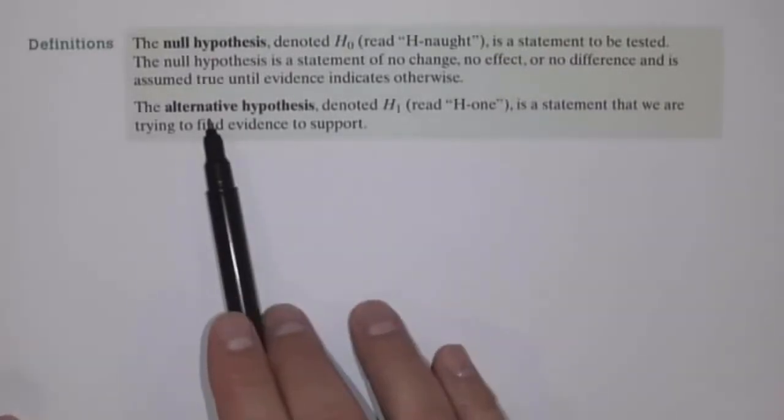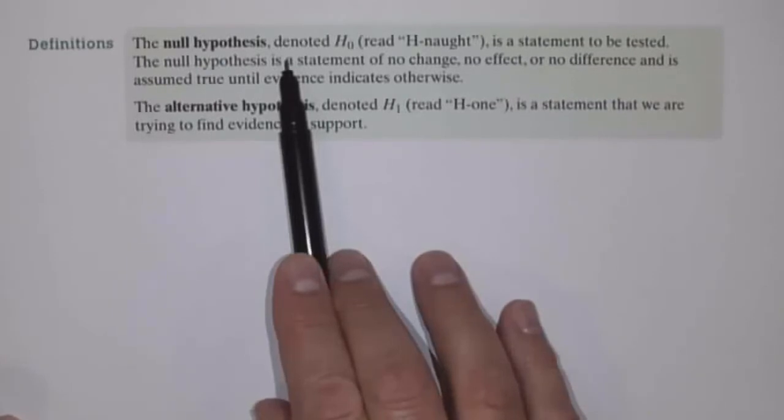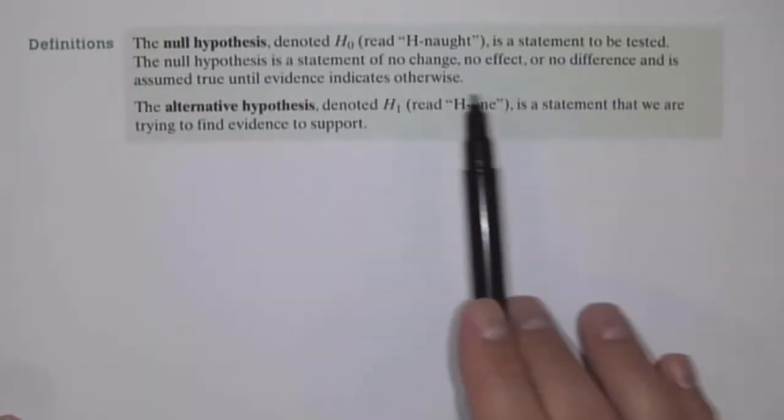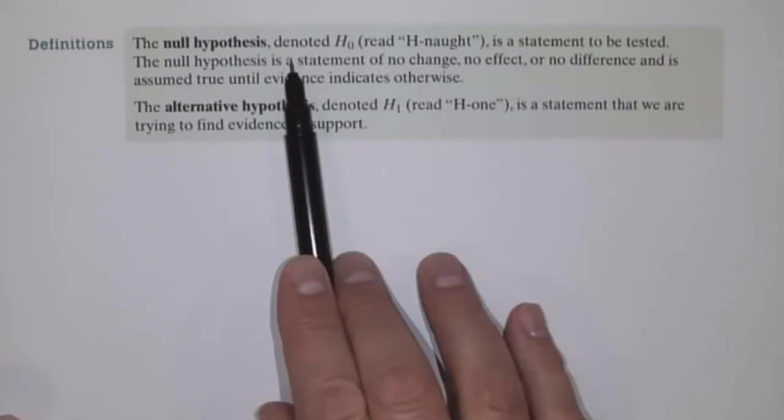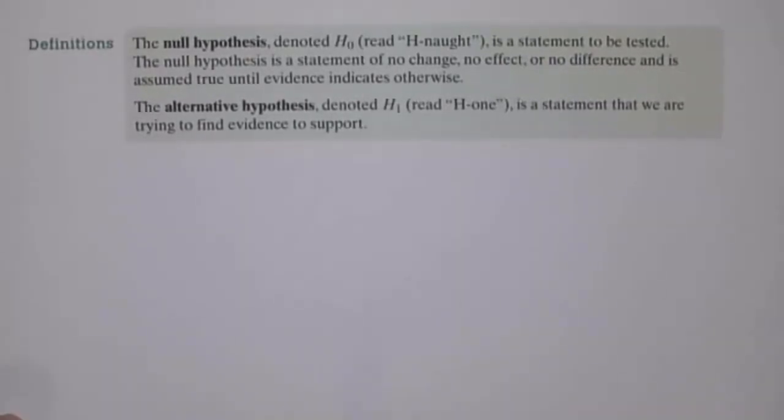Now, typically, there's a reason why we think the null hypothesis is not true, and that's why we test it. And if we don't think that the null hypothesis is true, then what would be true? Well, that's the alternative hypothesis.